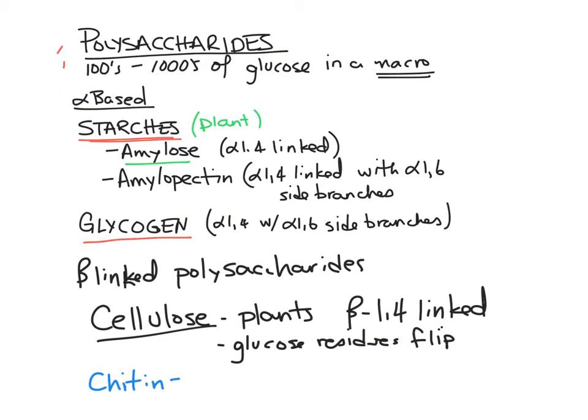fungi, and it's chitin, and it's again beta-1,4, but there's also amino groups on it, on the glucose. So it's a special, strange one there. So let's continue with looking at the building of a polysaccharide. Let's just show that.